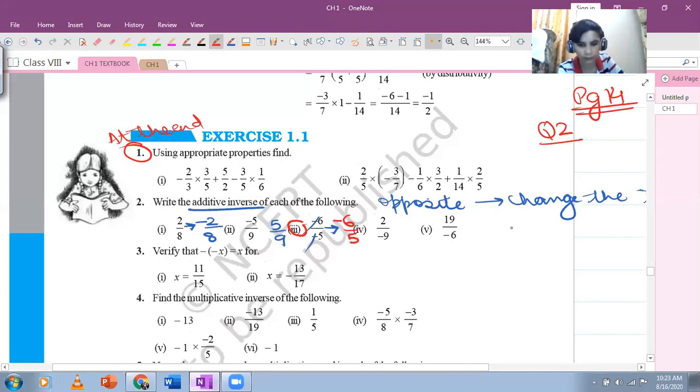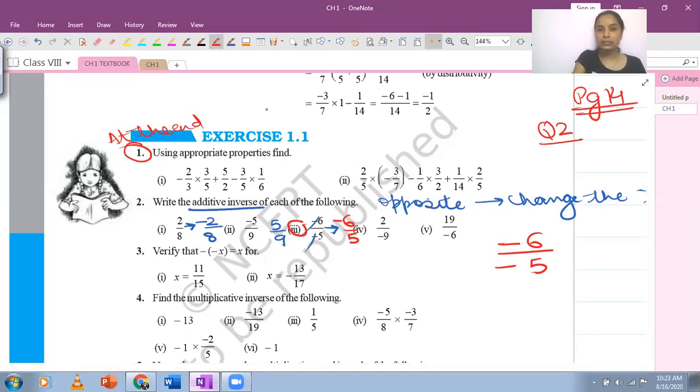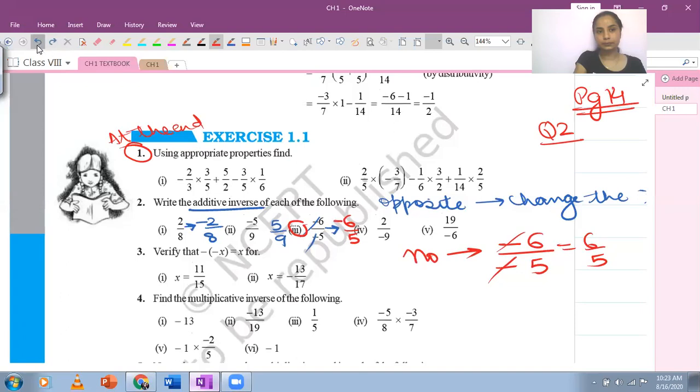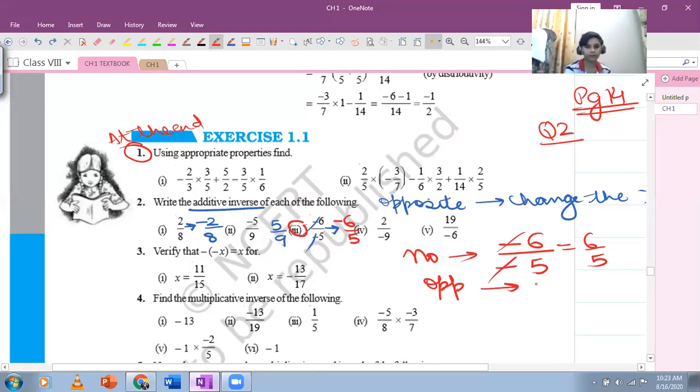We had minus 6 over minus 5. Minus and minus, they got cancelled. Right? So we have 6 by 5. It's additive inverse. The opposite will be minus 6 by 5.